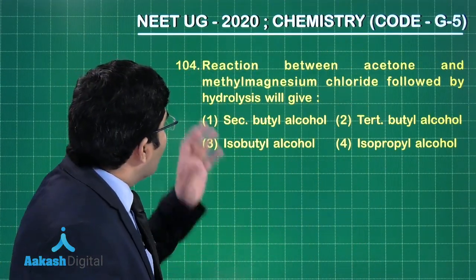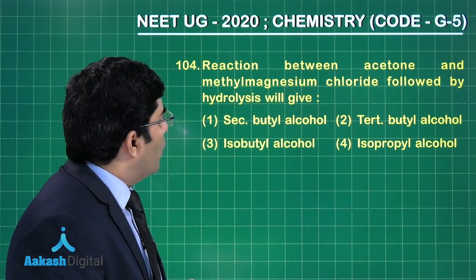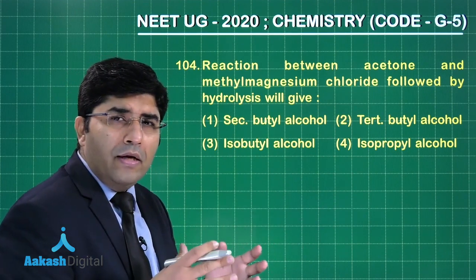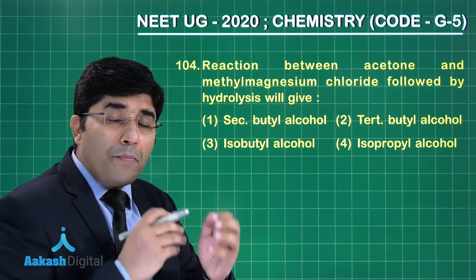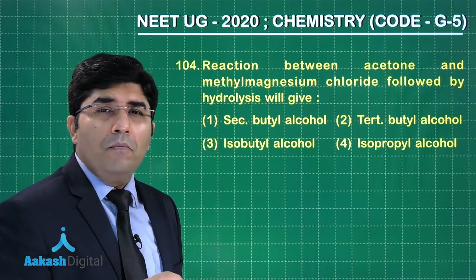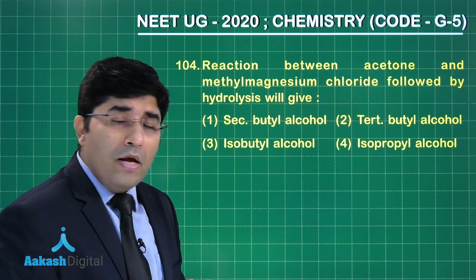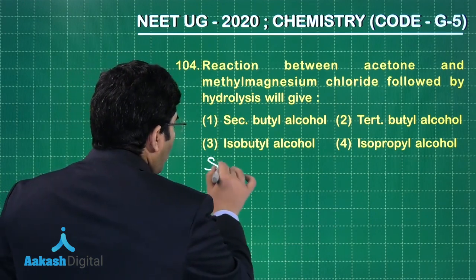Now this question is asking: the reaction between acetone and methyl magnesium chloride followed by the hydrolysis will give. Now in this, this question is based on the preparation of alcohol from aldehydes and ketones with the help of Grignard reagent. Let's solve it.